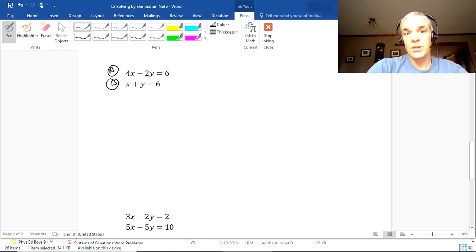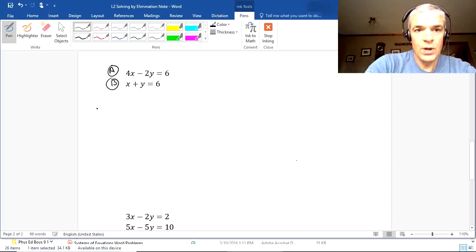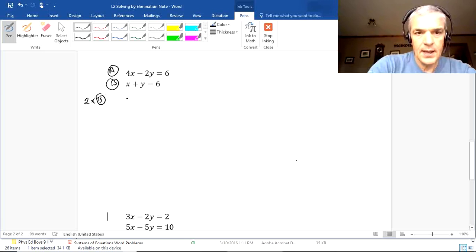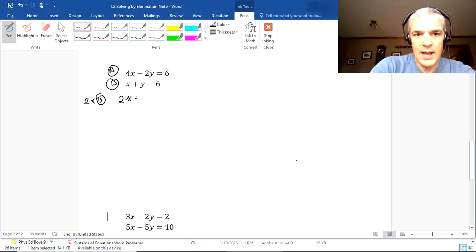But in order to keep the equation intact, to keep it true, I have to multiply everybody, not just the y, but every single term by 2. And as long as I multiply both sides of the equation completely by 2, I don't change the equation. So what I do is I go 2 times B. And I'm going to call 2 times B means 2 times every term in the equation. So this becomes 2x plus 2y equals 12.